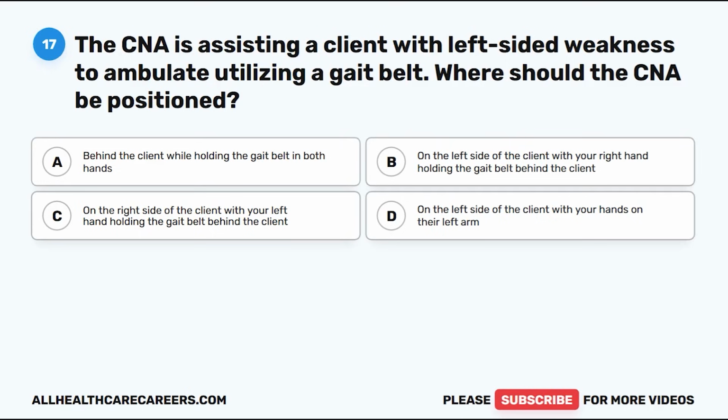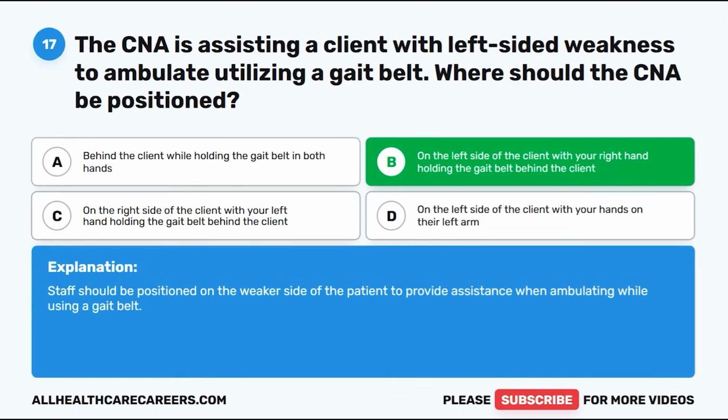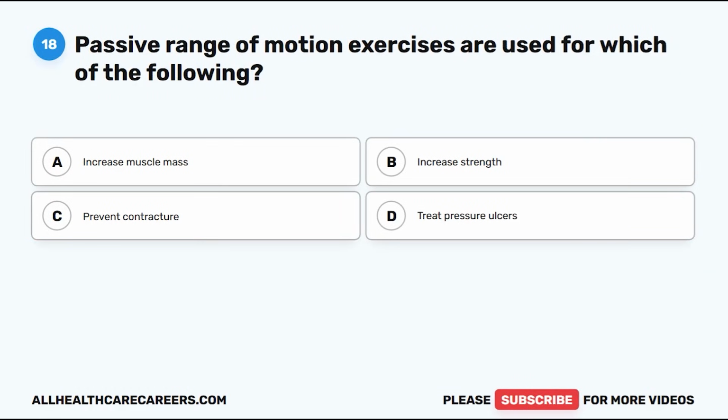The correct answer is B. On the left side of the client with your right hand holding the gait belt behind the client. Staff should be positioned on the weaker side of the patient to provide assistance when ambulating while using a gait belt. Question 18. Passive range of motion exercises are used for which of the following?